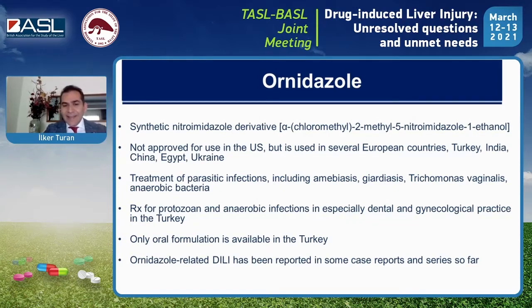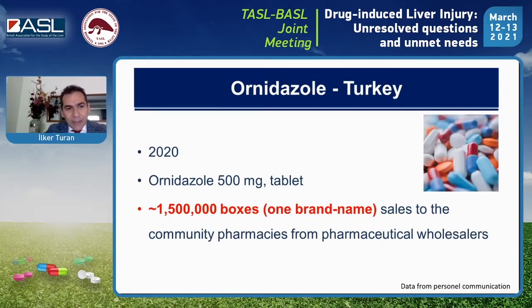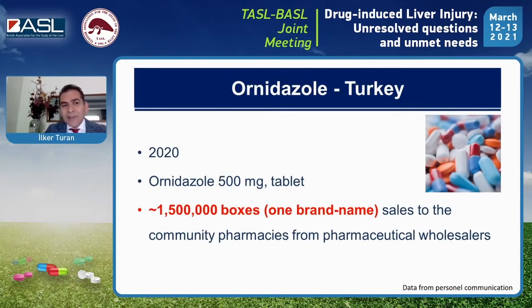Ornidazole-related DILI has been reported in some case reports and studies so far. Of note, in 2020, approximately 1,500,000 boxes were sold to community pharmacies from pharmaceutical wholesalers. It is a huge number, and this number is only for one brand name, which is the most known and most prescribed drug. We don't know the other generics.